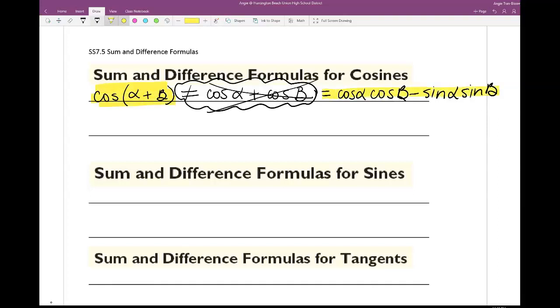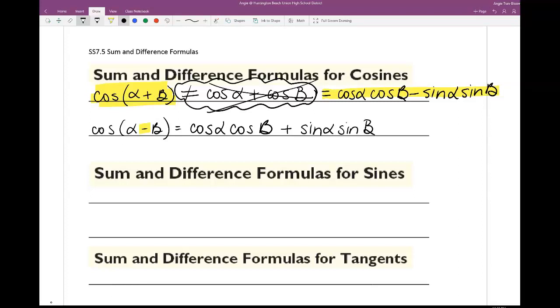Then what if you want to subtract? Cosine of alpha minus beta. The formula is really similar. It's going to be cosine of alpha times cosine of beta. Now, because in this expression there is a subtraction, I'm changing the sign to addition. So it's the same thing except the signs are switched.